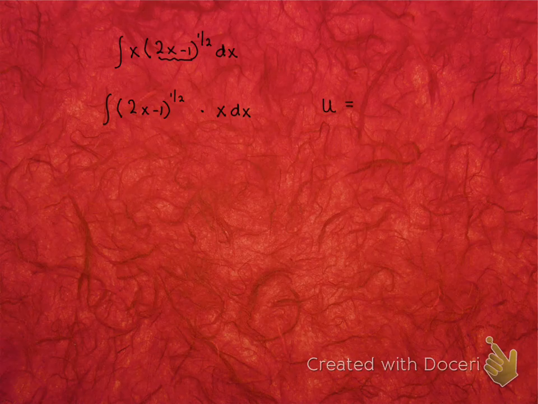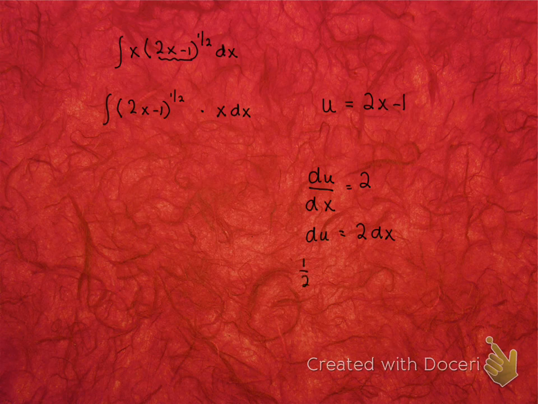U equals 2x minus 1, no change there. Now, du dx is equal to 2, and du is equal to 2 dx. But even if we divide away the 2, look at what we get. We have a dx, and we needed to match an x dx. Oops. Okay, so here's where you need to pay attention, because the dx's do not match.